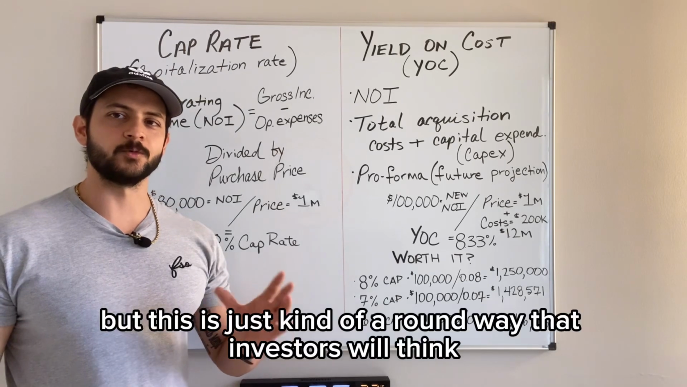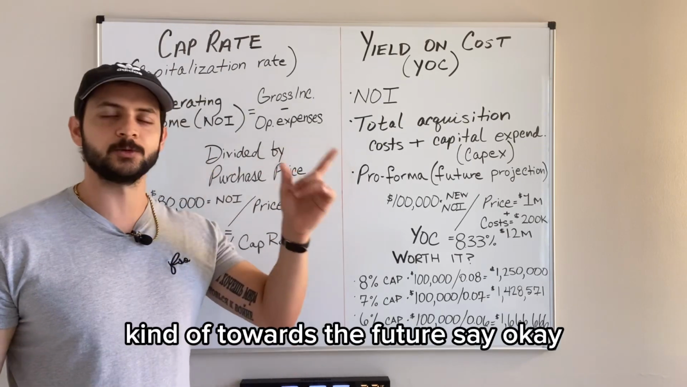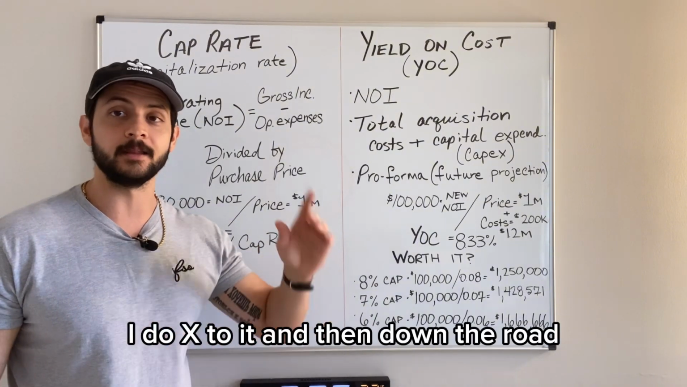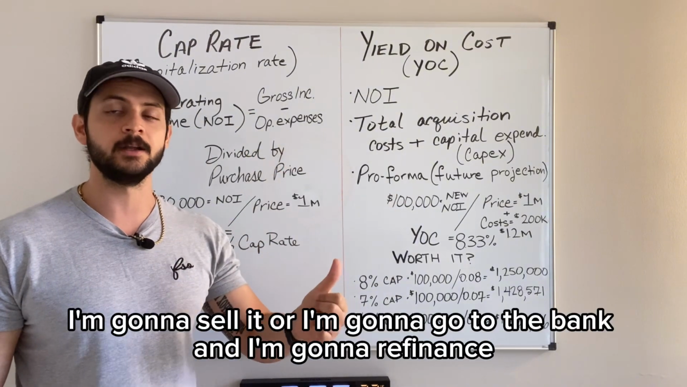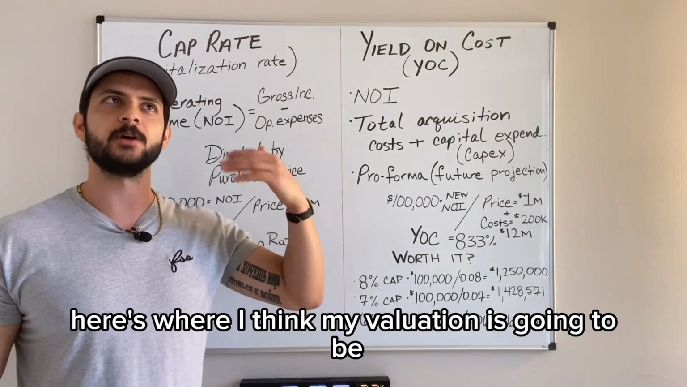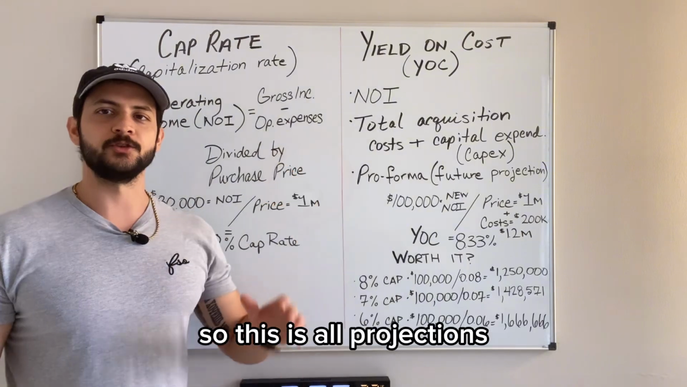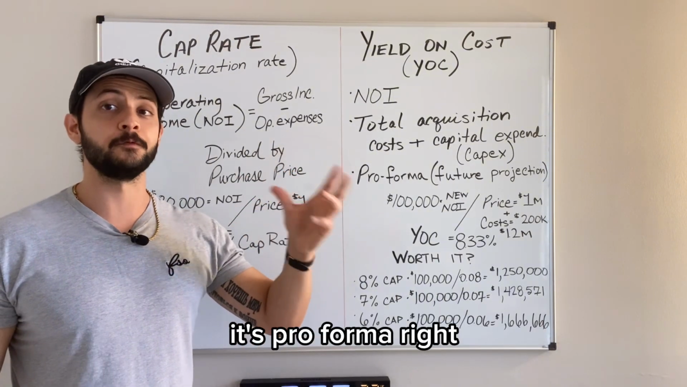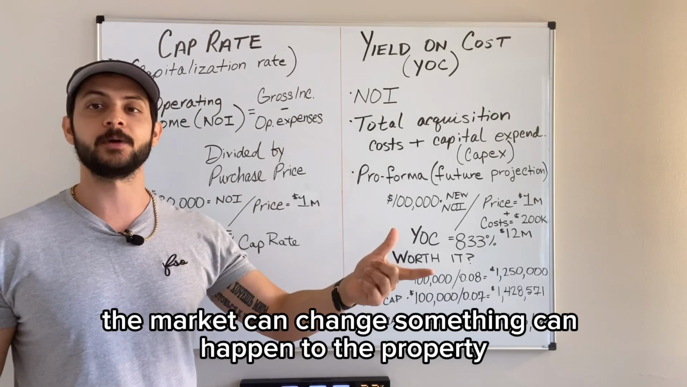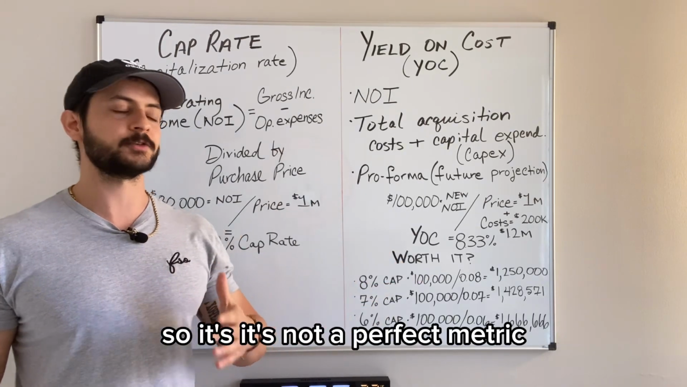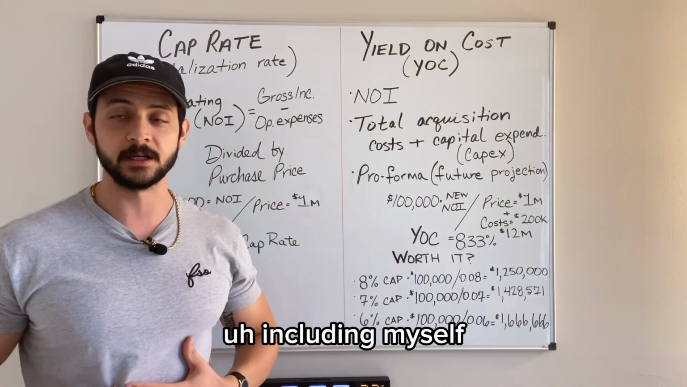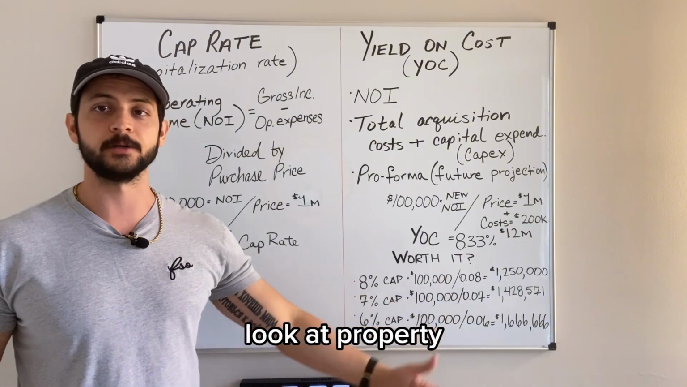But this is just kind of a round way that investors will think towards the future. Say, okay, if I pick up this property for X, I do X to it, and then down the road I'm going to sell it, or I'm going to go to the bank and refinance it and pull some money out. Here's where I think my valuation is going to be. So this is all projections, it's pro forma, right? So all sorts of things can change. The market can change, something can happen to the property. So it's not a perfect metric, but this is by and large how most of the investors I work with, including myself, I am an investor, look at property.